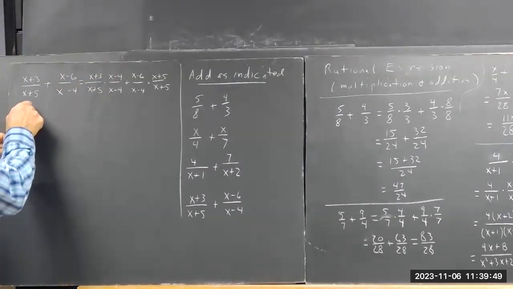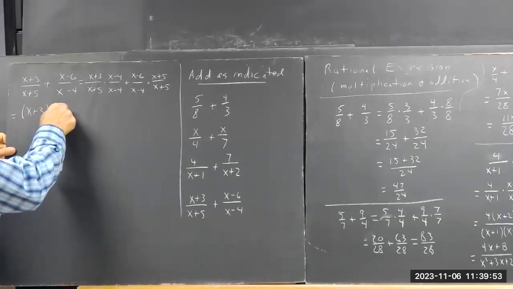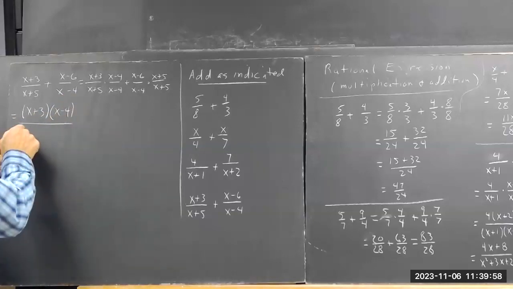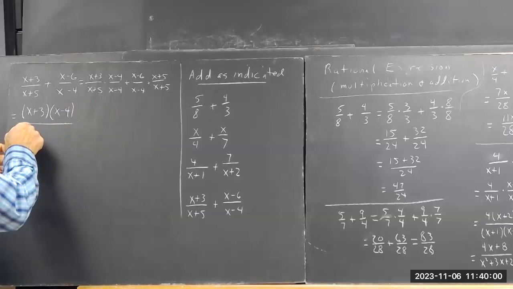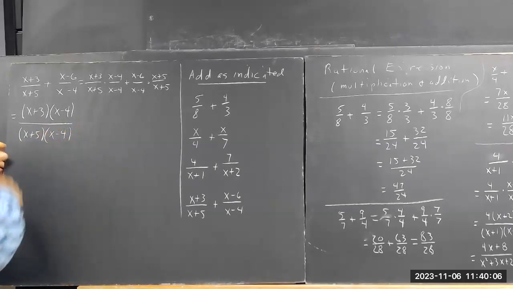And we're going to write that as x plus 3 times x minus 4. I'm writing it big, partly so everybody can see it, and partly just to emphasize it. And then we're going to have in the denominator x plus 5 times x minus 4.